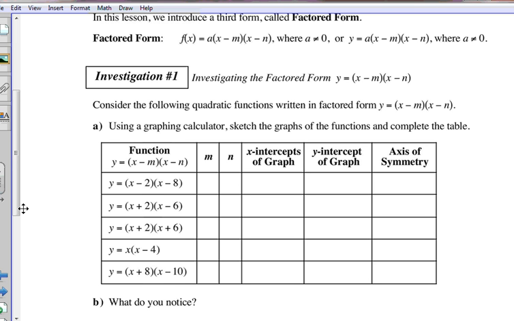So here, what would be my m value? 2, right? And your n value would be 8, opposite sign. Think of it this way. If I plugged in x as 2, it's what would give you 0. So 2 minus 2 would give you 0. 8 minus 8 would give you 0. Okay, next guy.